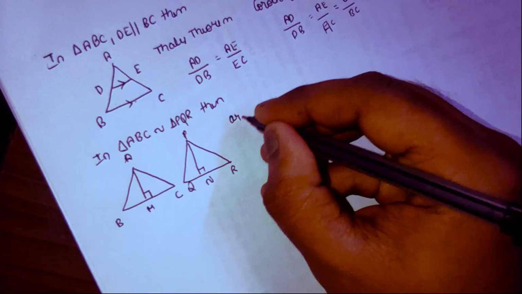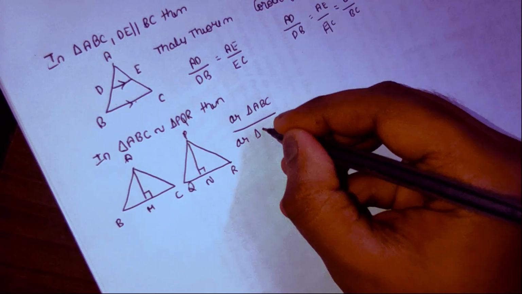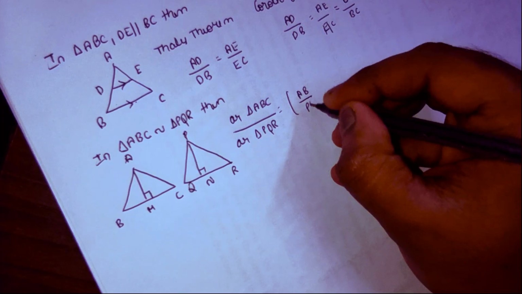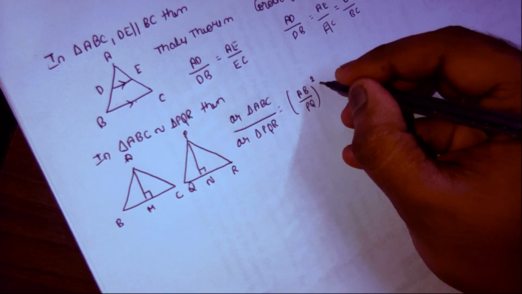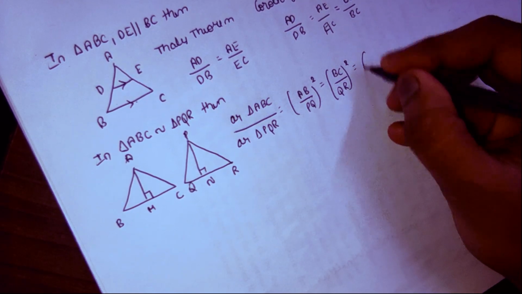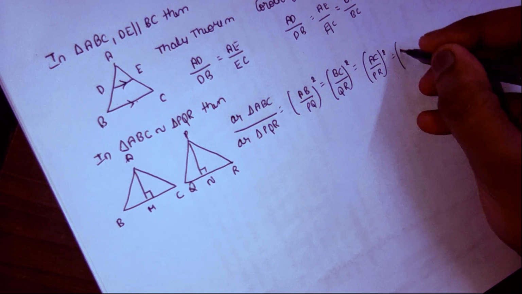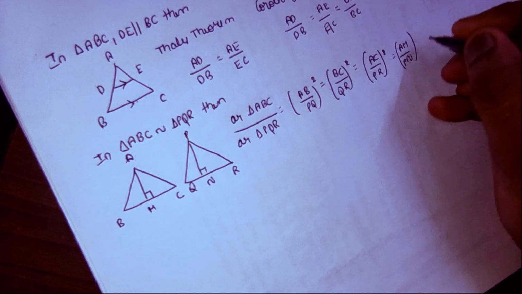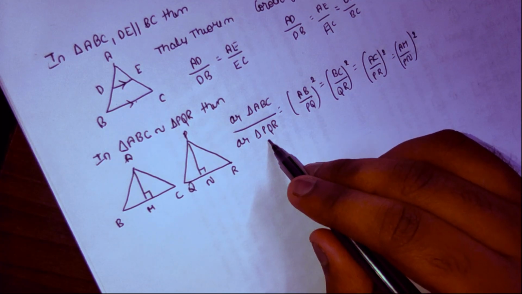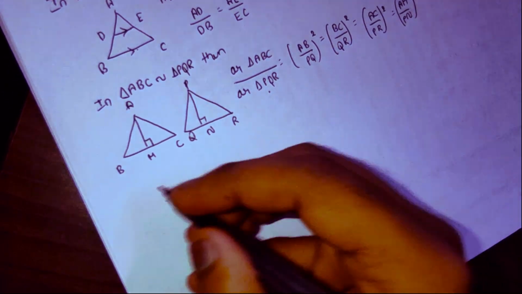So area of triangle ABC by area of triangle PQR is equal to AB by PQ whole square. This is equal to BC by QR whole square. This is equal to AC by PR whole square, which is equal to AM by PN whole square. When they ask you the area of triangle ABC divided by area of PQR, you can use any of these formulas. We'll move into the next formula.